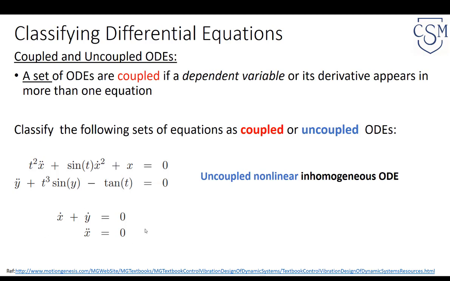We have this second set of equations here. We have the time derivative of x plus the time derivative of y is equal to 0. So this is a homogeneous ODE. And then in the second equation in this set of equations, we have the second derivative of x is equal to 0. Since the dependent variable x appears in equation 1 and equation 2, we say that this is a coupled linear homogeneous ODE.